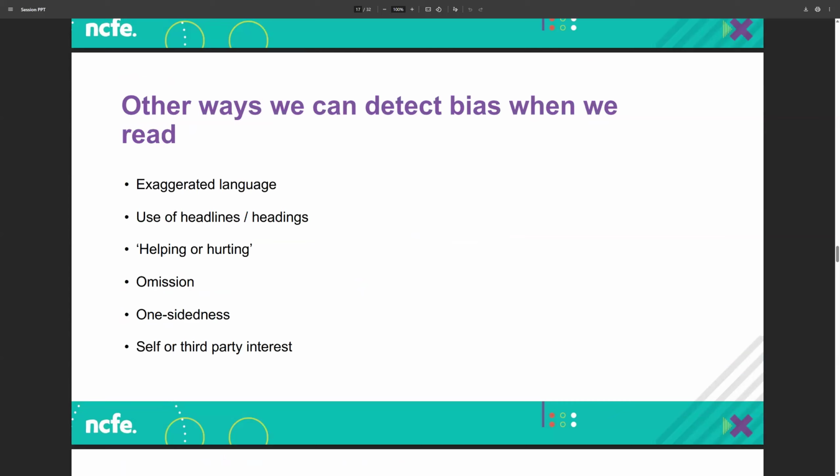Okay. So, exaggerated language, use of headlines, helping or hurting, omission, one-sidedness, self or third-party interest. Okay, businessman. Remember I explained this one, right? Self or third-party interest. They're trying to sell something. They're going to try and portray their product as really good, perfect. You need to have it. It's a must-have, right? They'll try and sell it.